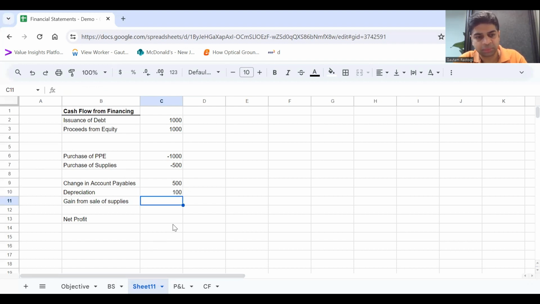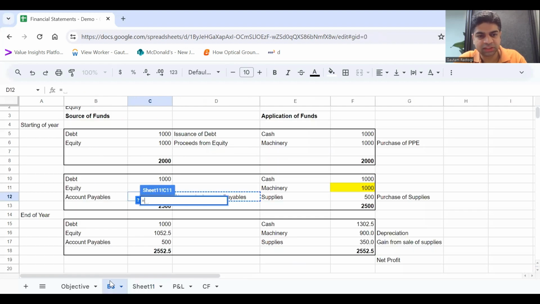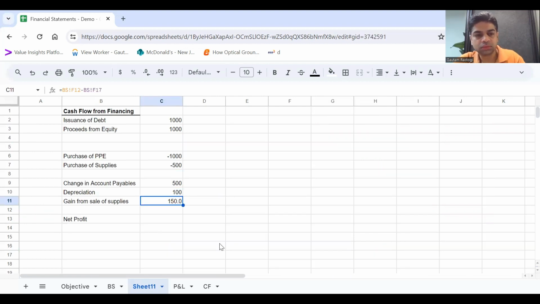And gain from selling of supplies, how much is it? Gain from selling of supplies is 150, right? It's basically 500 minus 350, because you sold 150 worth of stuff. And as I said, you actually used 150 worth of supplies to make a product. So it's akin to gain from sale of supplies, the way we've treated this particular line item.